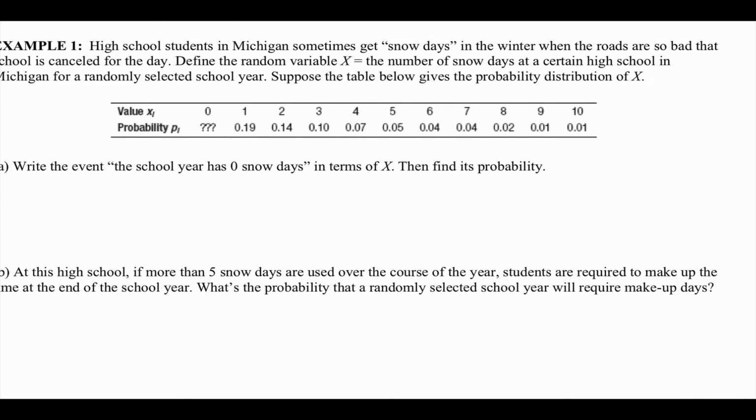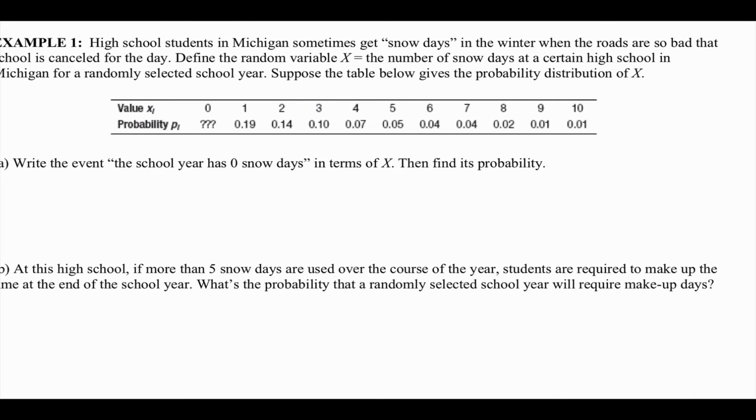So here we go. Example now. Okay. Example number 1. High school students in Michigan sometimes get snow days. Okay. In the winter, when the roads are so bad that school is canceled for the day. So instead of foggy days, they get snow days. Okay.